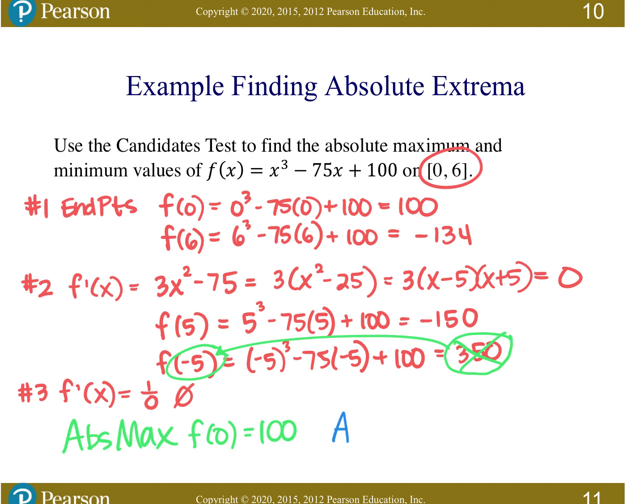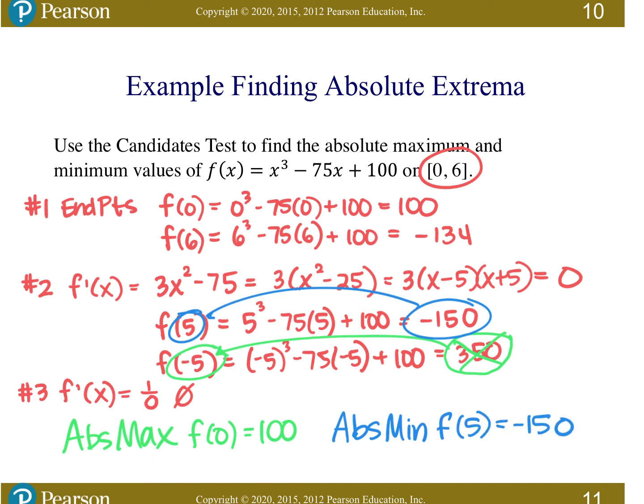And then I can also identify my absolute min, which would be the lowest of the low. I'm pretty sure that's going to be negative 150. And double check that negative 150 came from the candidate of 5, and 5 is in the interval between 0 and 6. So my absolute min is f of 5 equals negative 150. And I never looked at a graph once. But I know that this graph has an absolute max and it has an absolute min, but I did not use a graph to find it. Okay, any questions about that one?